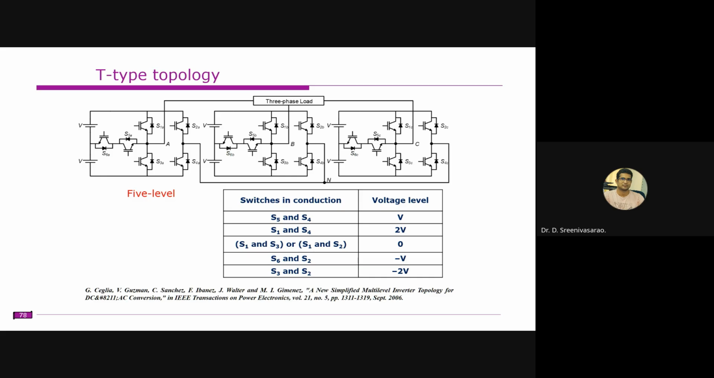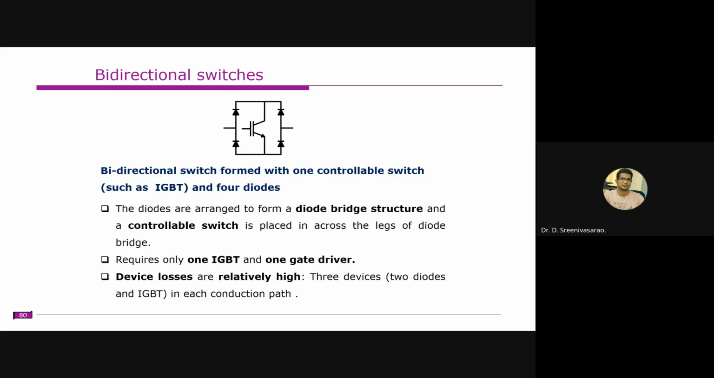It is the T-type topology, right? Each one is producing 5 levels here, okay? So this is another alternative, a good alternative to the cascaded H-bridge. You can have one battery here and another battery here. Likewise you can work on it. Also you can have one PV and another PV like this.